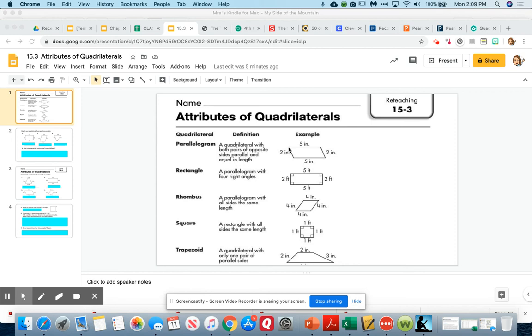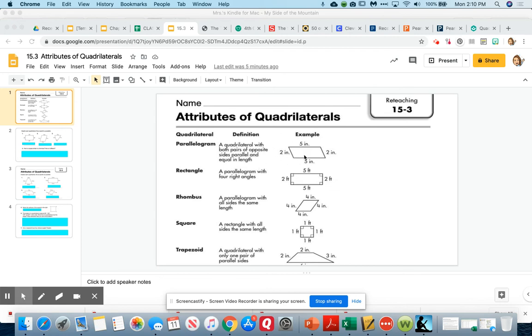So you can see here, this side, the 2-inch side and the 2-inch side are both parallel to each other, meaning they'll never touch. They go on for infinity and they never touch. And then our 5-inch side and our 5-inch side are also parallel and they don't touch. So they're both parallel. They're also equal in length. So 5 and 5, 2 and 2. That's a parallelogram.